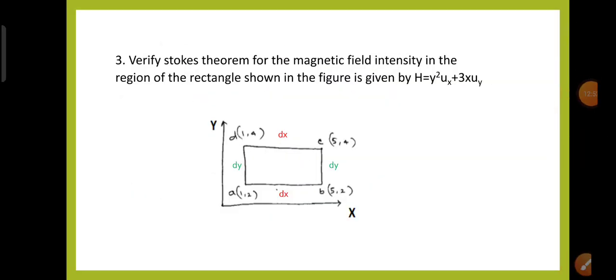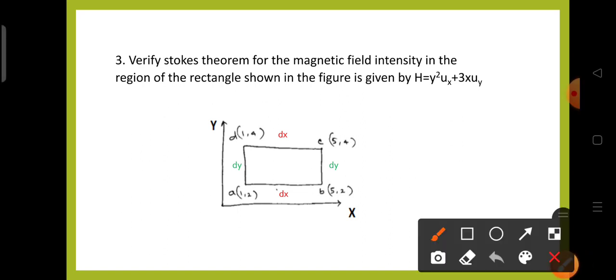Then we will see the third problem. Verify Stokes' theorem for the magnetic field intensity in the region of the rectangle shown in the figure, given by H equals y squared a_x plus 3x a_y. You see in the picture, from A to B, x is changing and y is constant. The y value is 2.